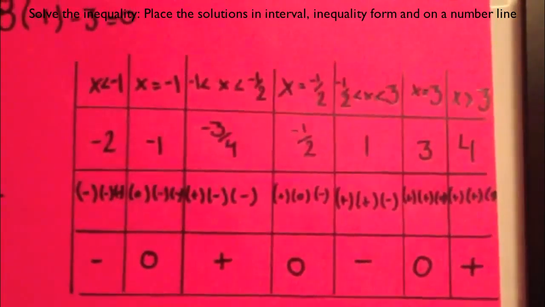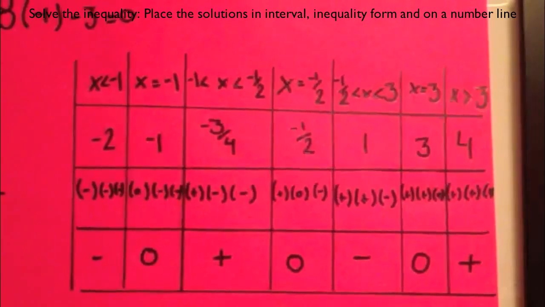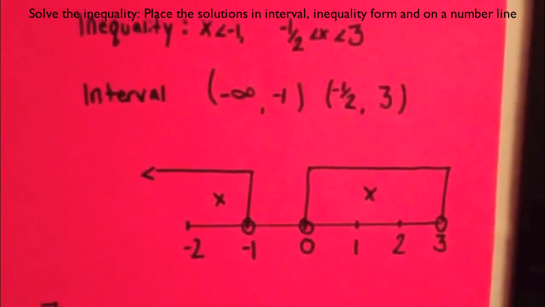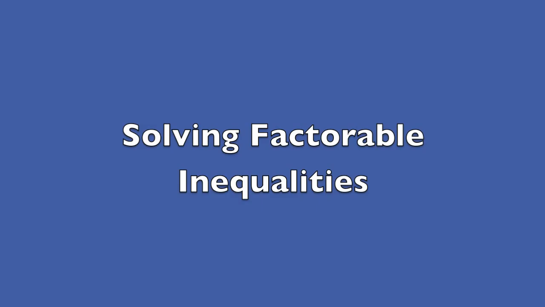Find test values and calculate the sign of the test value for x in the function. The intervals of x is less than -1 and -1/2 is less than x, which is less than 3, are negative, making the inequality true. Place the solution in interval form and on a number line.